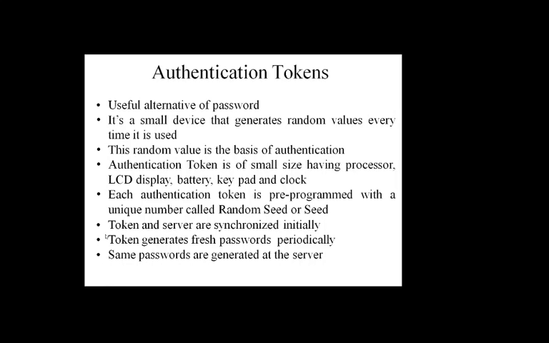Before we start on how this authentication token is used for authentication, the first and most important thing is that the token and the server are synchronized initially. Every time the token is used, it will generate a fresh password, or you can say a random number. It does this periodically, because if a client using an authentication token wants to use that token, it will generate a particular random number, and the next time it is used, it will give a different password or token. So the token generates fresh values every time it is used, and the same value is not generated.